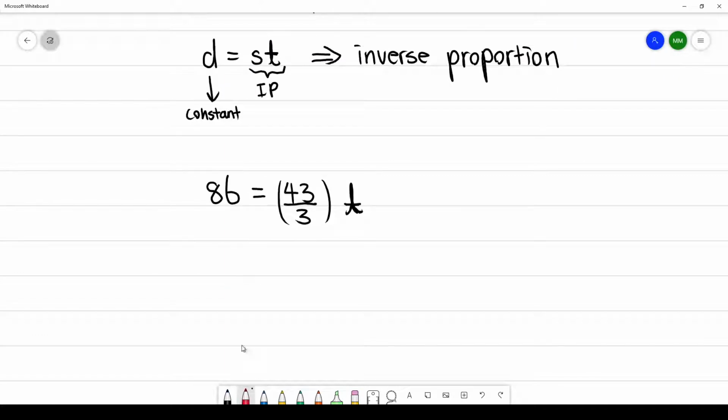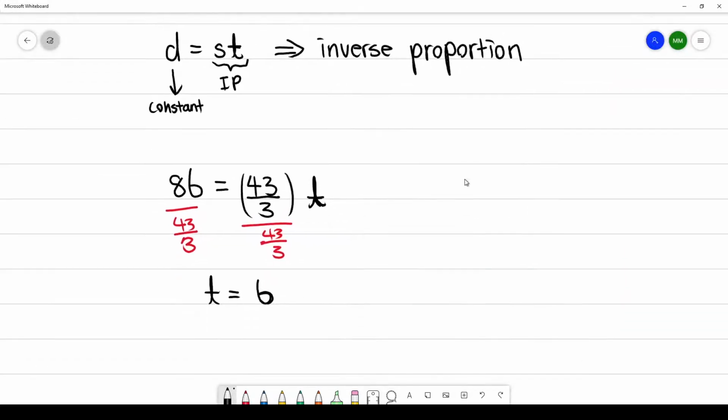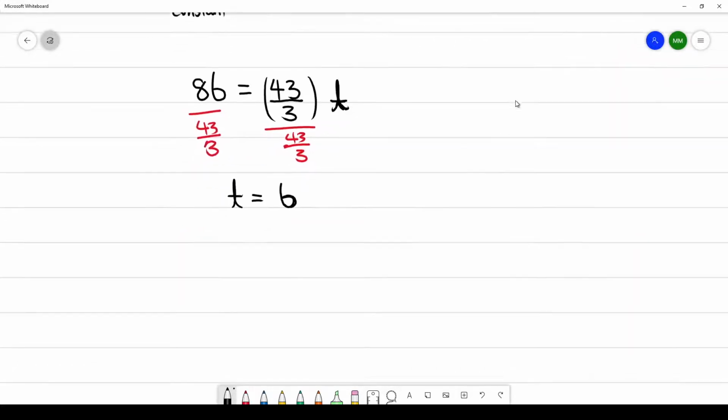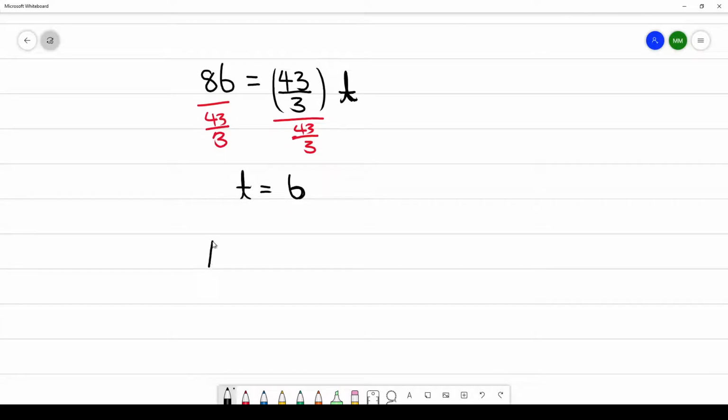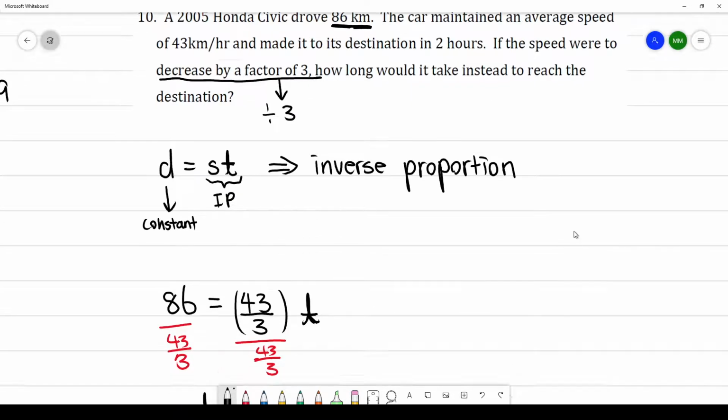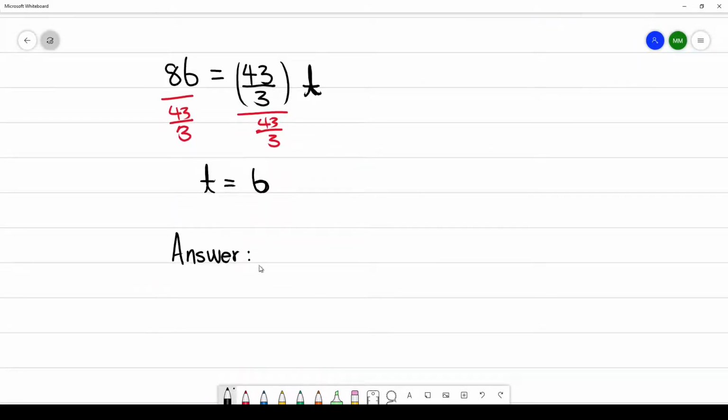So now I can just solve this equation, divide both sides by 43 to isolate the time. And you will get that t is equal to 6. So t is equal to 6 hours. And then we want an answer statement. Always remember, for a problem, you want an answer statement. What was it asking? Oh, it will take 6 hours.